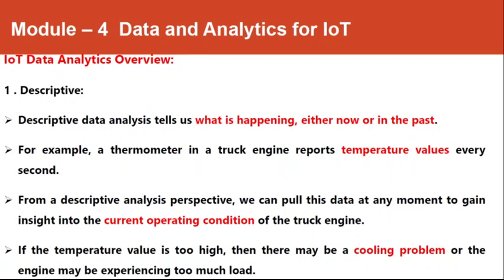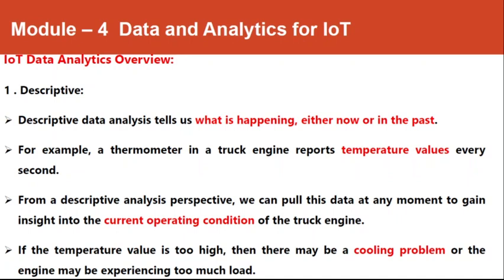Now we'll look into what the descriptive data analysis result is. Descriptive data analysis tells us what is happening either now or in the past. For example, a thermometer in a truck engine reports temperature values every second. From a descriptive analysis perspective, we can pull this data at any moment to gain insight into the current operating condition of the truck engine. If the temperature value is too high, then there may be a cooling problem or the engine may be experiencing too much load.